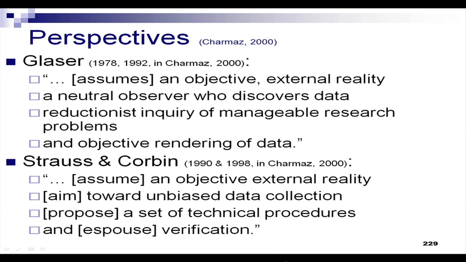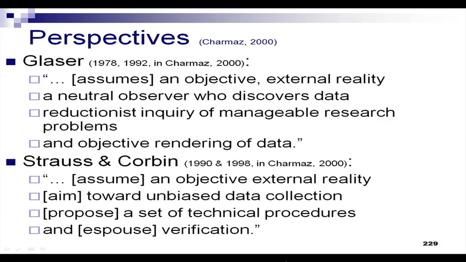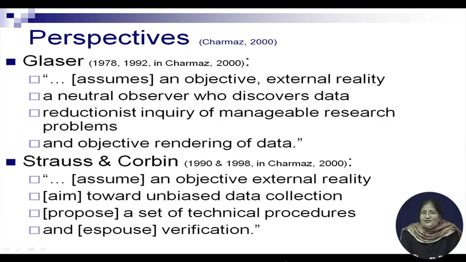They propose a set of technical procedures. Here is where the difference starts. So Strauss and Corbin said that we need to start using technical predefined procedures in order to be objective, in order to be more acceptable to the research community, and espouse verification. So these are the two different perspectives. Here verification, acknowledgement, validation from different sources also plays a part, because we want our work to mean something to the larger academic community.